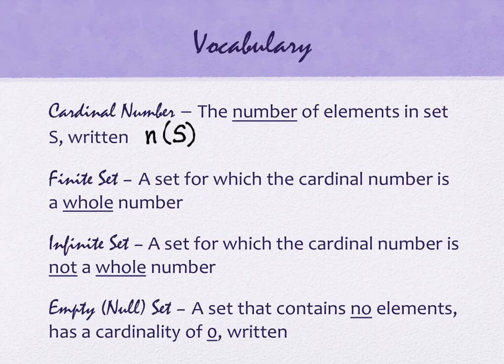A finite set is a set for which the cardinal number is a whole number, right? It's 52, it's 768, it's 2,497. Okay, it has a fixed number. And an infinite set is a set for which the cardinal number is not a whole number.